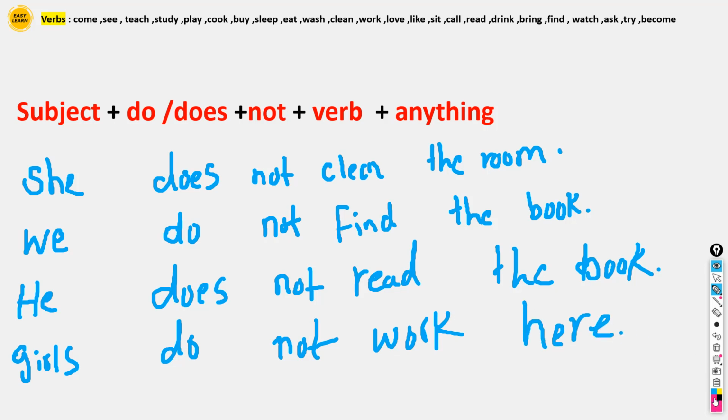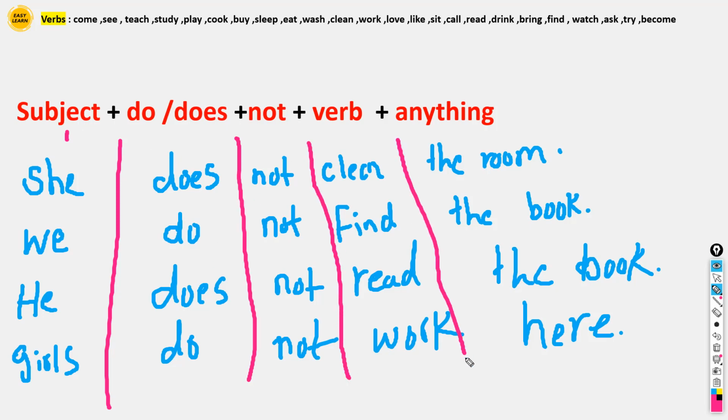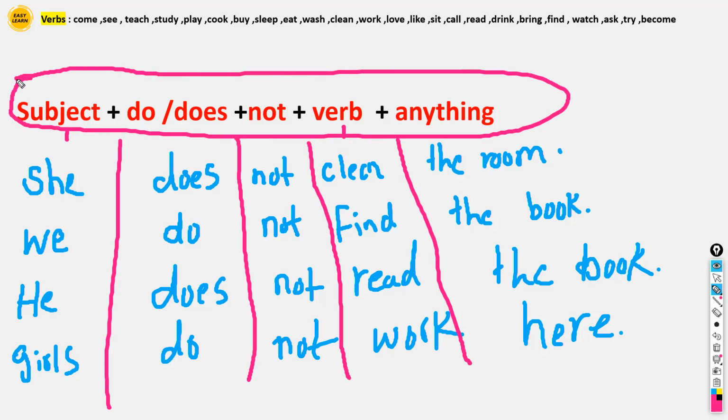So guys, now if you see, we, he, she, they are the subject. Then we have do, does. Then we have not. Clean, find, read, work, they are verbs and anything. This is how simple we can make it. So guys, you only need to remember this one and you can make millions of examples. First put subject, do, does, not, verb and anything. Very simple. Clear? Good.